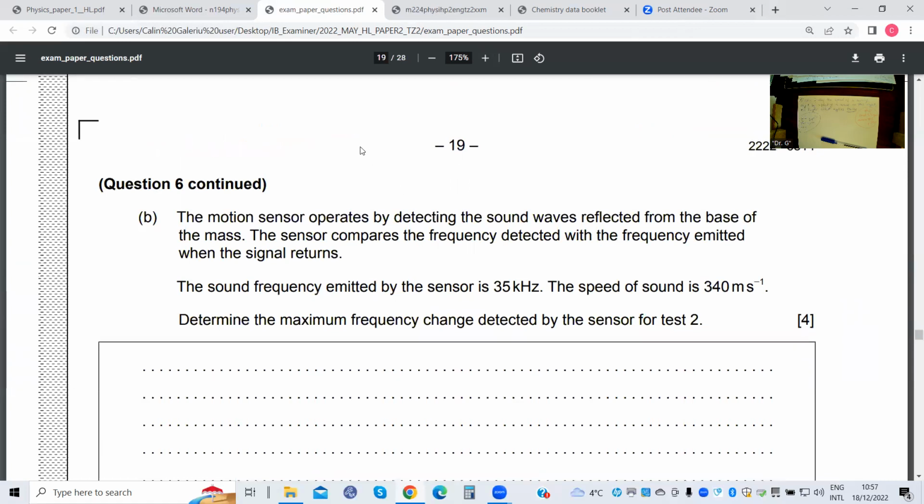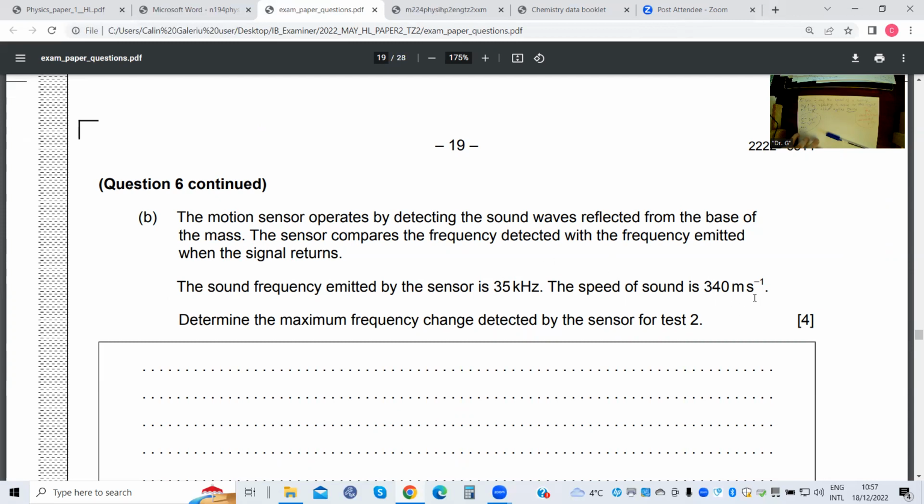The motion sensor operates by detecting the sound waves reflected from the base of the mass. The sensor compares the frequency detected with the frequency emitted when the signal returns. Okay, so this is the Doppler effect showing up twice. The sound frequency emitted by the sensor is 35 kilohertz.